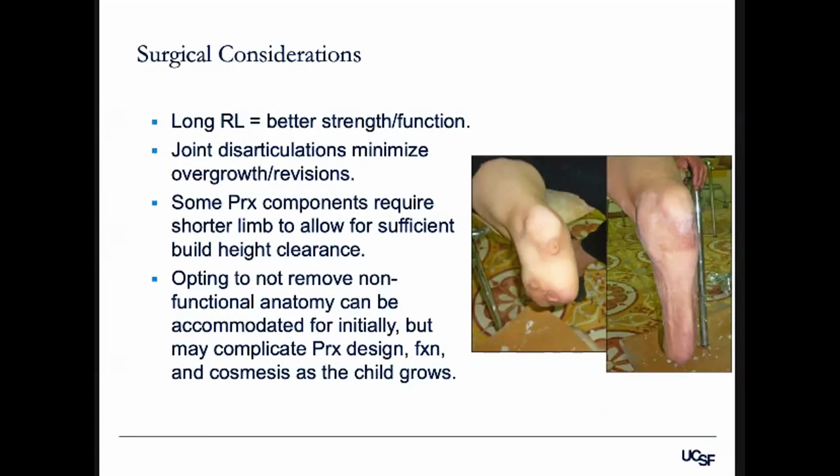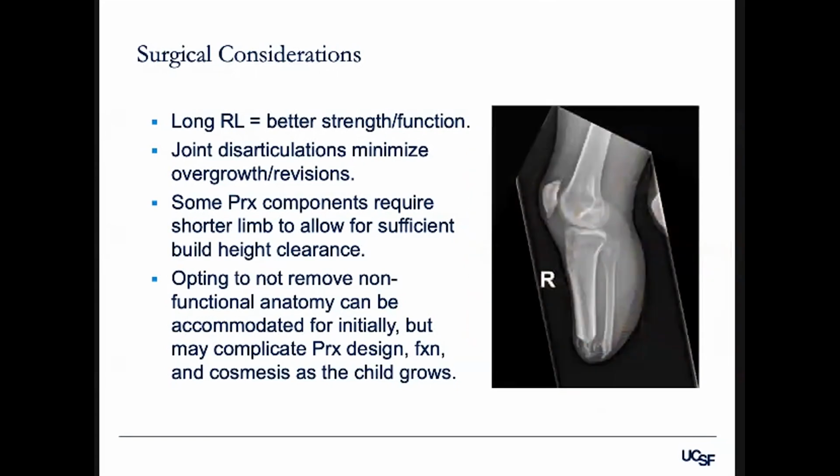With respect to limb length, I agree that maintaining a long residual limb can ultimately and usually result in better strength and function. In fact, joint disarticulations are fantastic. I agree, Syme level amputation is fantastic for most of our patients. It also can help minimize bony overgrowth. As you can see, this is a transtibial amputation with osteophyte formation, which is not what we want.